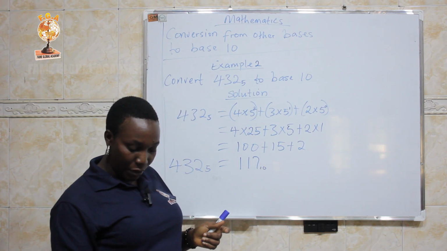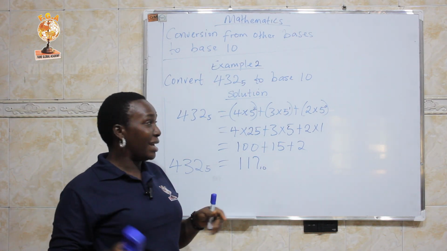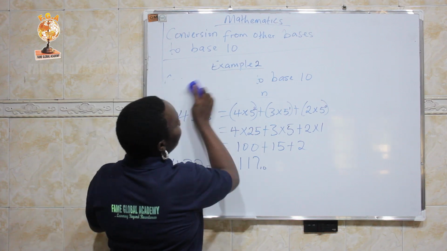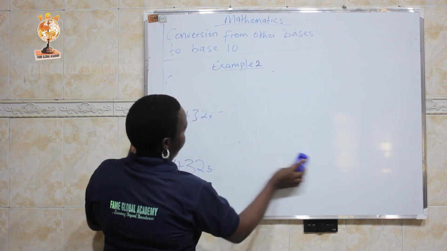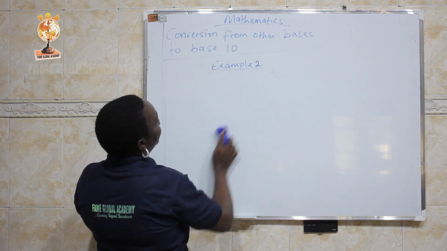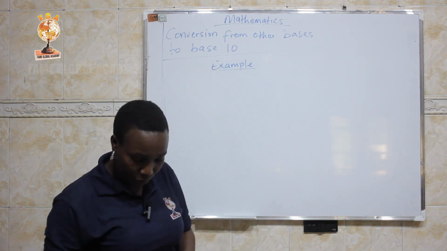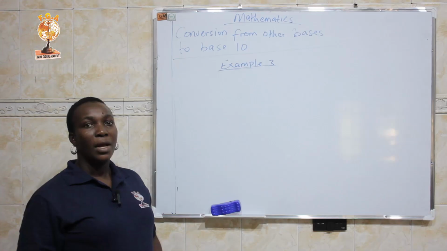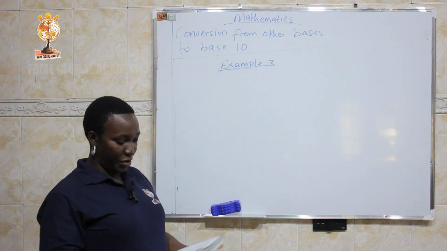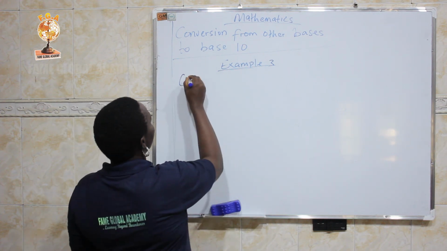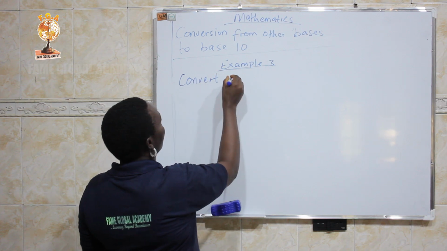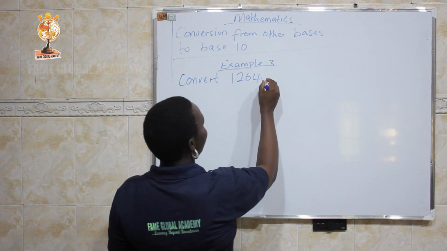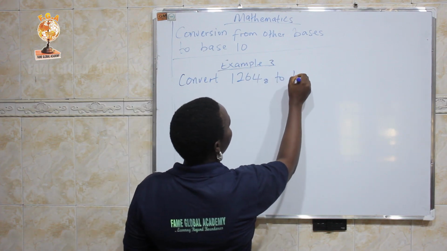Okay, so let's take another example. In this example, we are going to try a 4-digit number now. 4-digit number, okay. So let's take example 3. Convert 1264 base 8 to base 10.